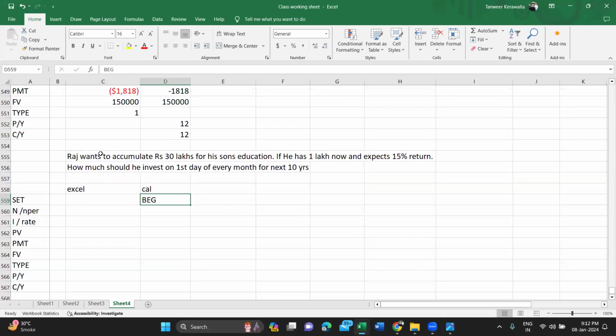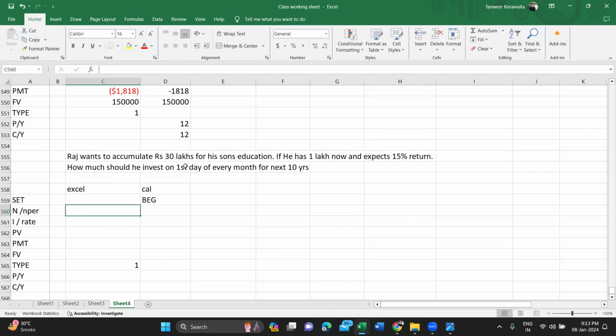Okay. So Raj wants to accumulate 30 lakhs for his son's education. If he has 1 lakh now and expects 15% return, how much should he invest on the first day of every month for the next 10 years? Now, first day of every month again is there, so begin mode. Even if it's not given, we will take begin mode only because investments we assume begin mode, right? So set is begin and type is 1. 1 means begin, 0 means end, right?